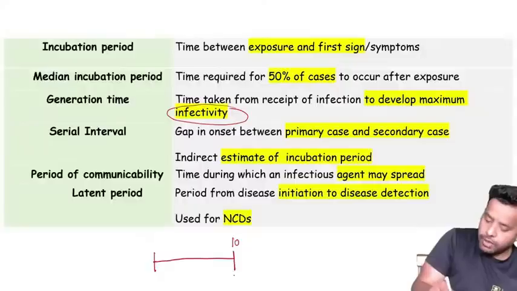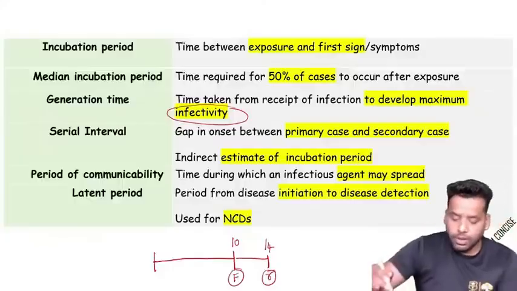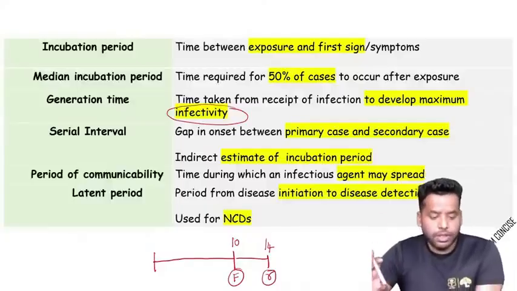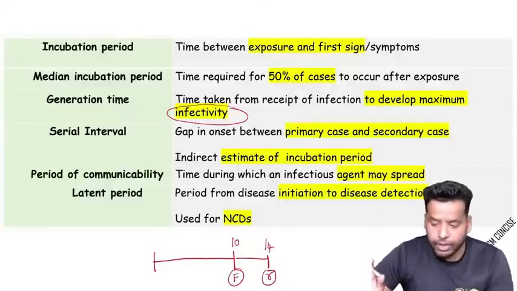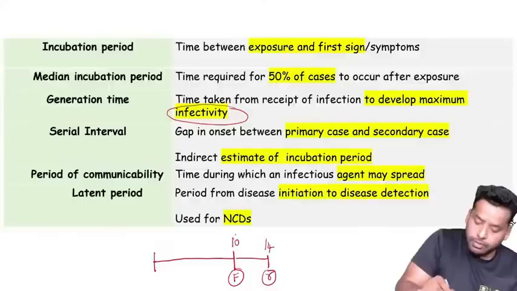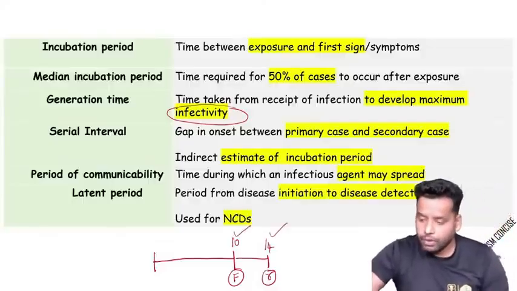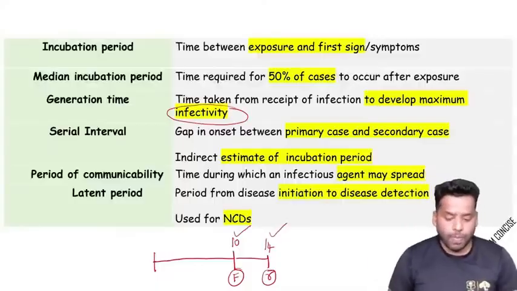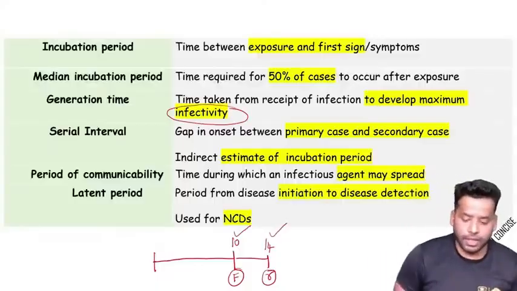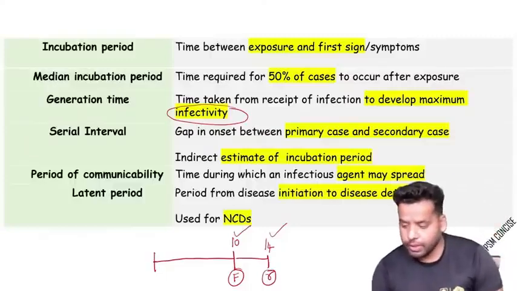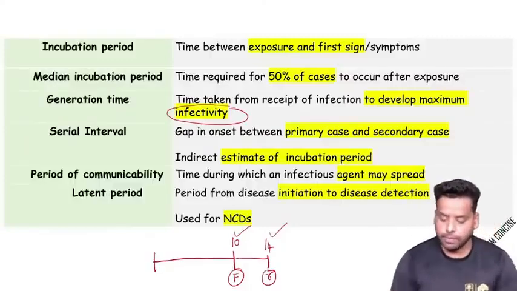For example, today there is exposure. On the 10th day the patient will get fever. On the 14th day the patient develops rash. At onset of rash, the patient is highly infective. What is the incubation period, and what is the generation time?